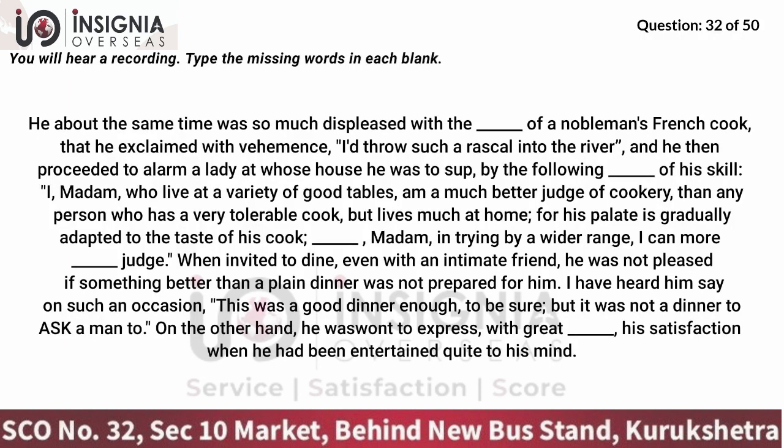He, about the same time, was so much displeased with the performances of a nobleman's French cook that he exclaimed with vehemence, "I'd throw such a rascal into the river," and he then proceeded to alarm a lady at whose house he was to sup, by the following manifesto of his skill: "I, madam, who live at a variety of good tables, am a much better judge of cookery than any person who has a very tolerable cook, but lives much at home, for his palate is gradually adapted to the taste of his cook. Whereas, madam, in trying by a wider range, I can more exquisitely judge."